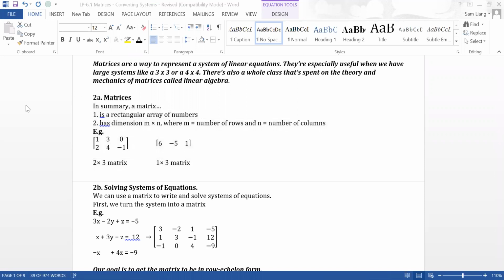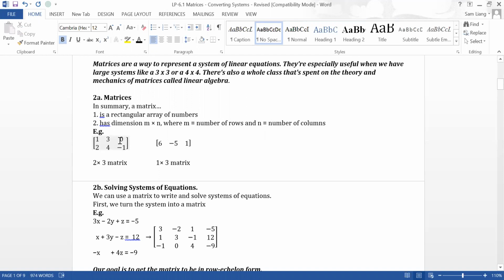In summary, a matrix is 1, a rectangular array of numbers, 2, has dimension m times n, where m is the number of rows and n is the number of columns. All right, thank you for that. So rows are horizontal, columns are vertical. Same thing with architecture, right? Columns of a building would be vertical.